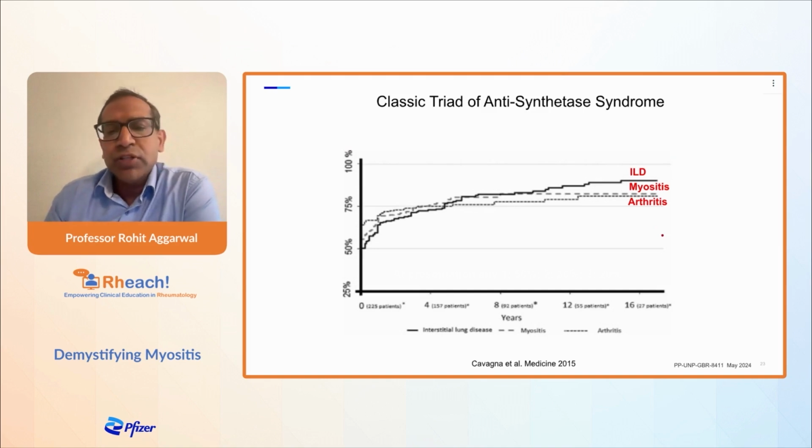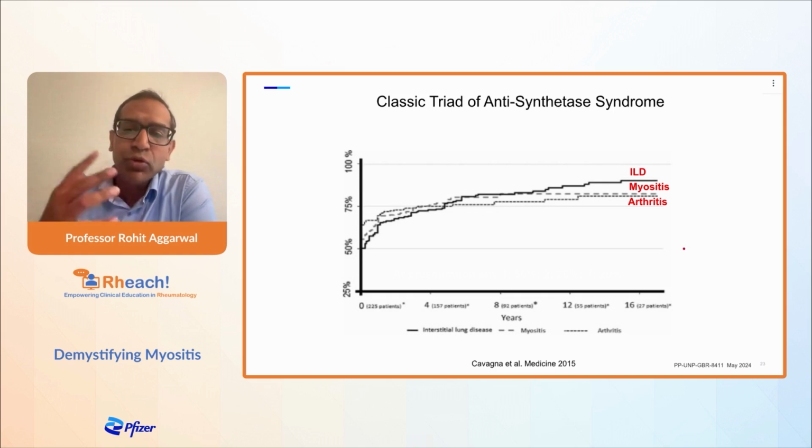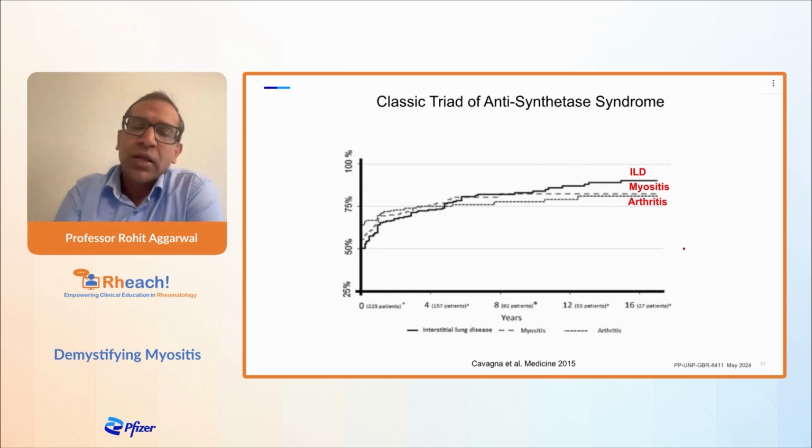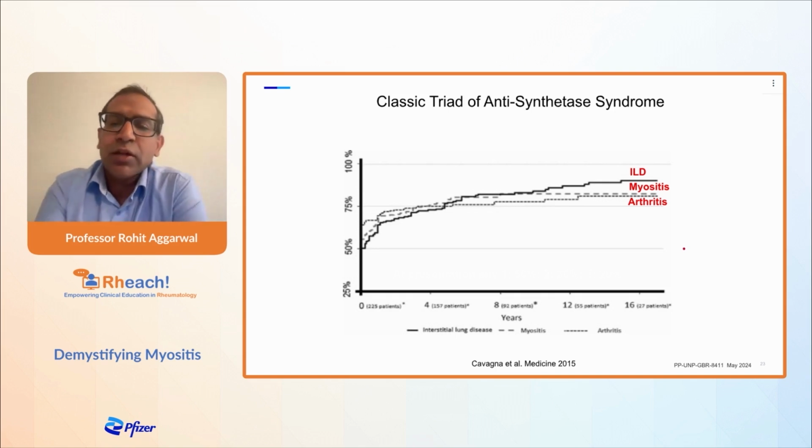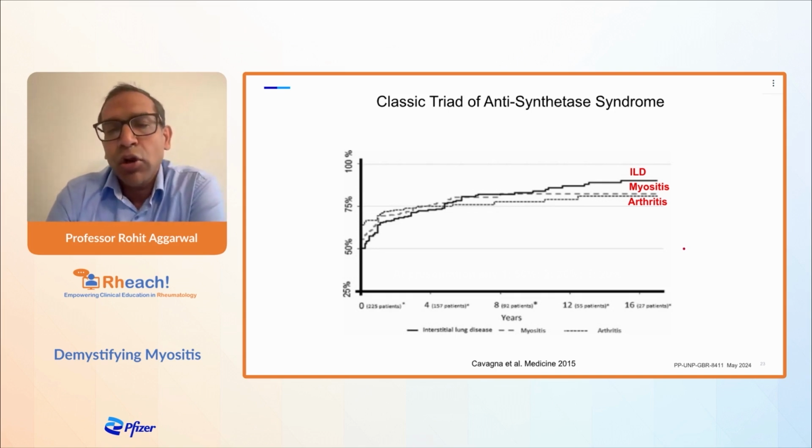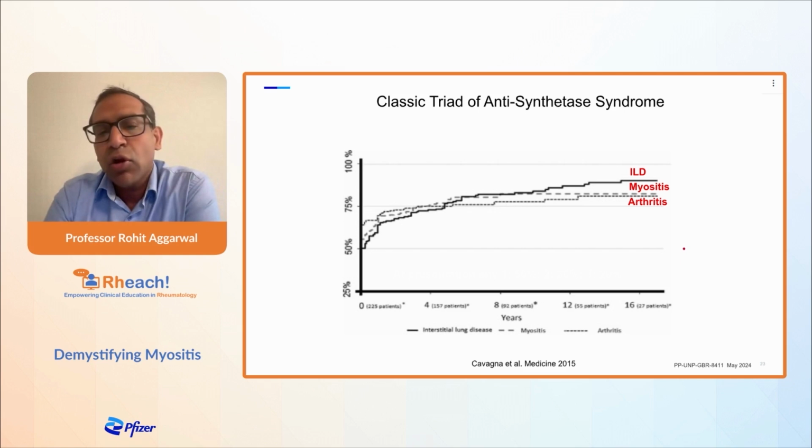Overall, the triad of antisynthetase syndrome is ILD, which is the most common feature, second most common is myositis, and then arthritis. So we use this as a triad. The unfortunate part is that all 3 clinical features are not present in all the patients, and they're not definitely present at the beginning. So even if you have one of these, you have to think that others could be present and then follow up the patients accordingly.